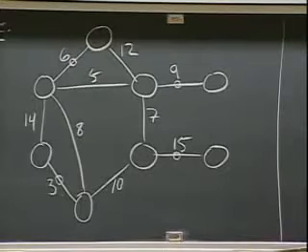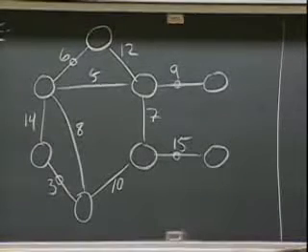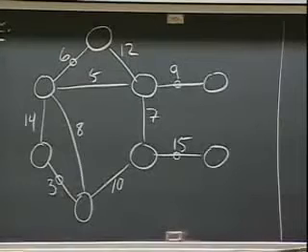7, 5, and 8. Why 7, 5, and 8? Because 7 is less than 10, 8, and 5 is less than 12. Okay, so can we argue those one at a time? Why does 5 have to be in there?